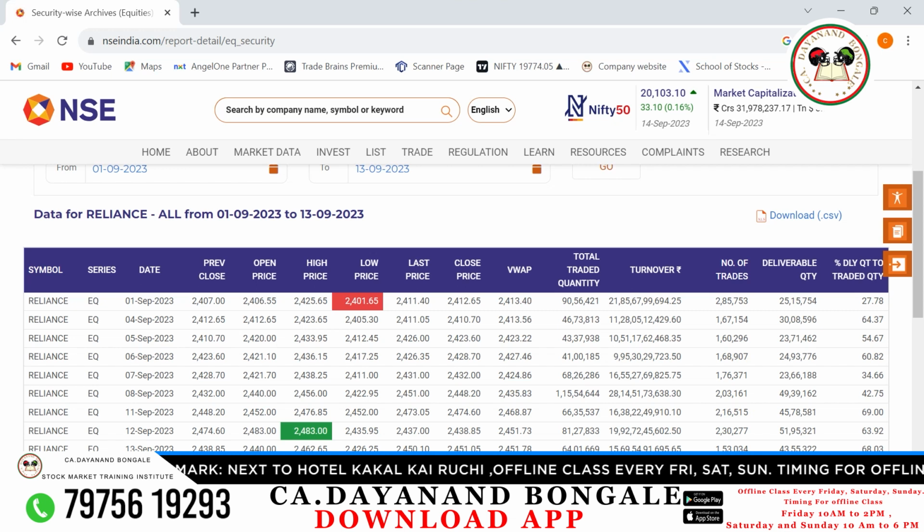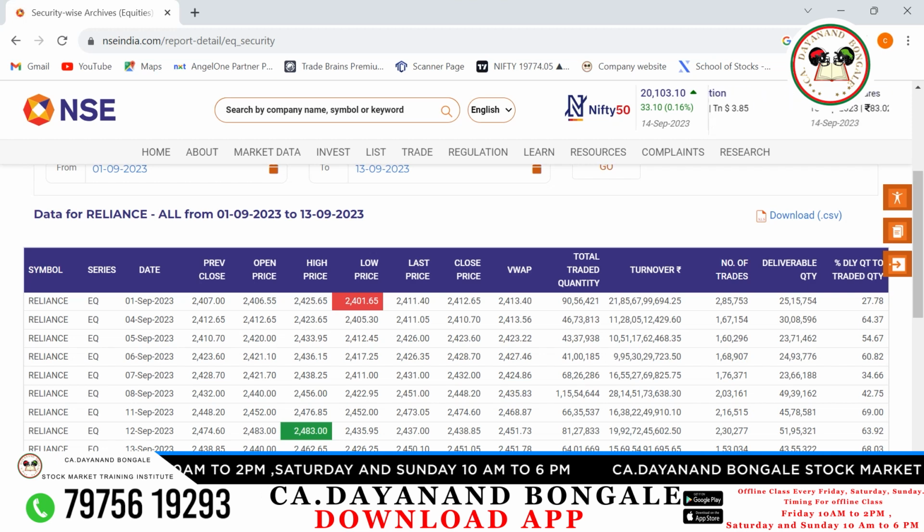And also we can see total traded quantities here. For example, on 1st of September 2023, we can see 90 lakh 56,421 shares were traded. In this trade, 27.78% was for long-term investment. It means long-term, maybe like swing or positional, whatever it may be, but it was not for intraday. So we can conclude, my dear friends, that out of 100 shares traded, 27.78 was the delivery taken and the remaining was intraday trading.